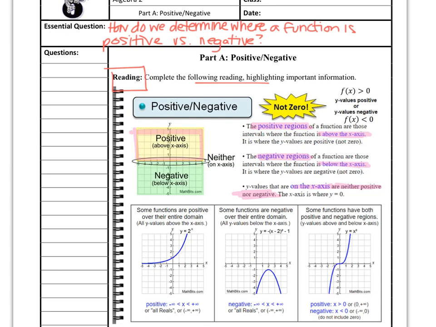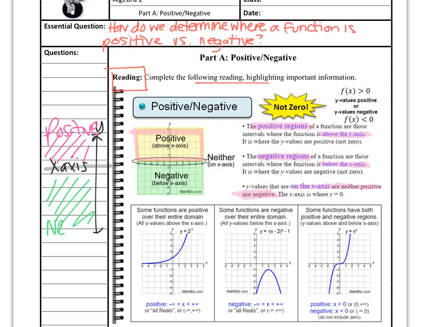So I always draw myself a little picture with the x-axis and the y-axis if you want it. And I know that anywhere above is going to be positive. Anywhere below is going to be negative. And this goes for the right side of the y's and over here as well. Okay, so above the x-axis positive, below the x-axis negative, and if we are on the x-axis, it is neither positive nor negative. Okay, the x-axis is where y is 0.